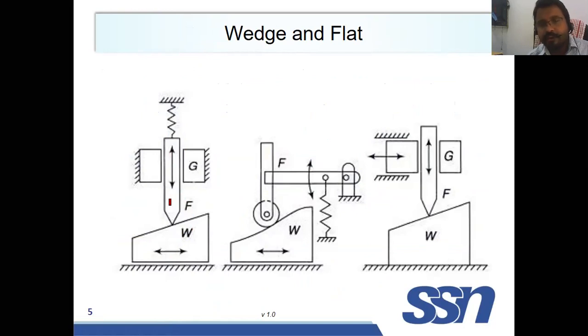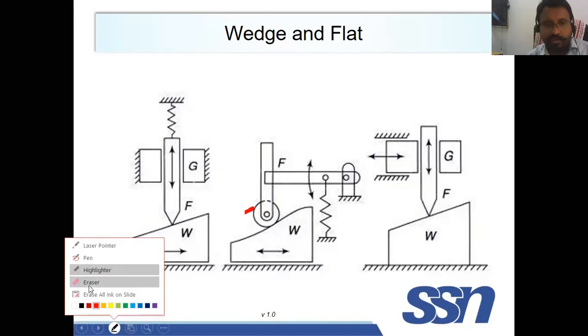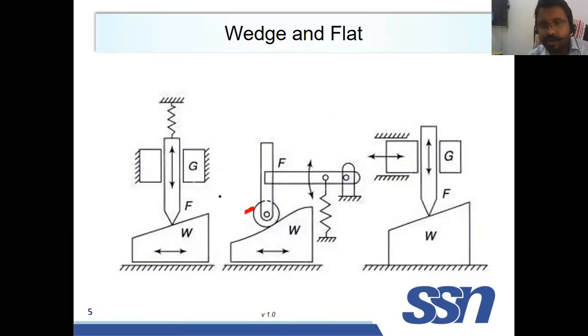So this follower is constrained. When this moves, it can give an upward motion. This is also one kind of wedge cam. So here the follower used is called what? What is the follower used called? Roller. This is a roller follower. Here we are using a roller follower.